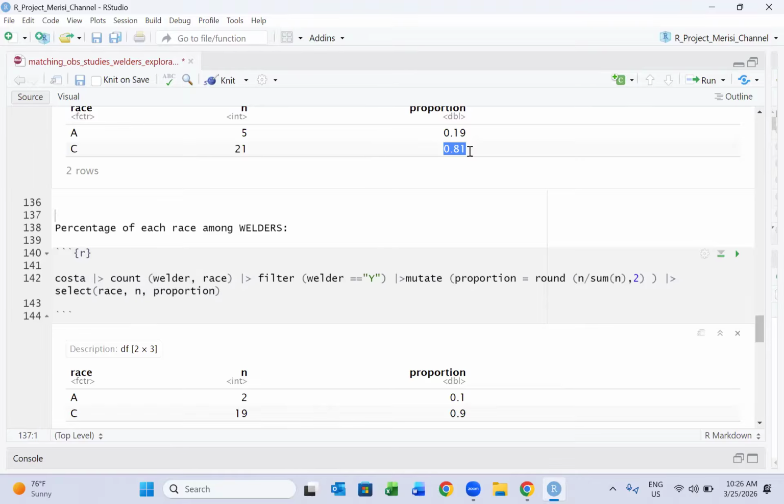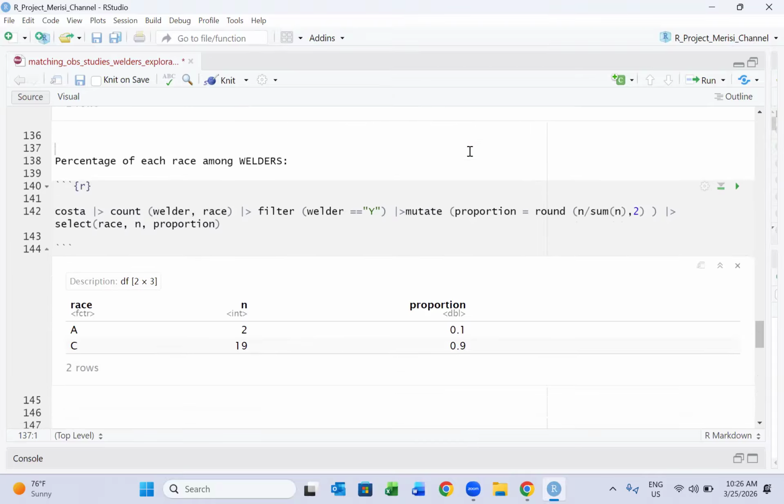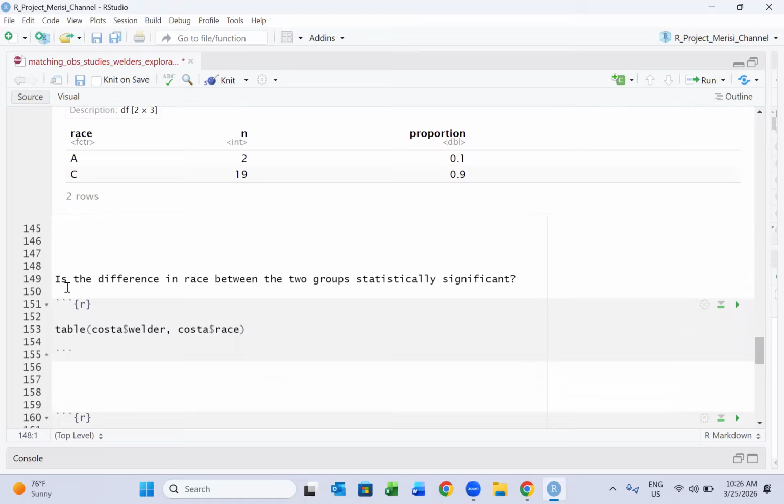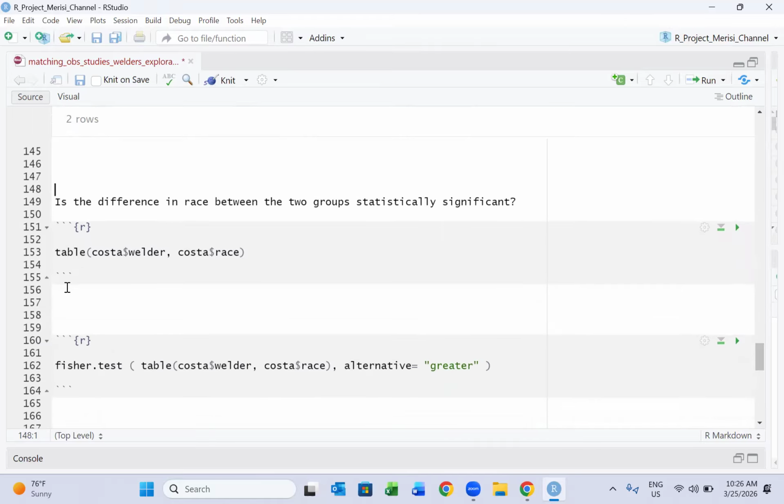So is the difference in race suggested by these exploratory statistics statistically significant? That's what we do next, okay? That is what we do next. Now, to find out if the difference in race across the two groups is statistically significant, I use a Fisher test, actually called Fisher exact test, okay?